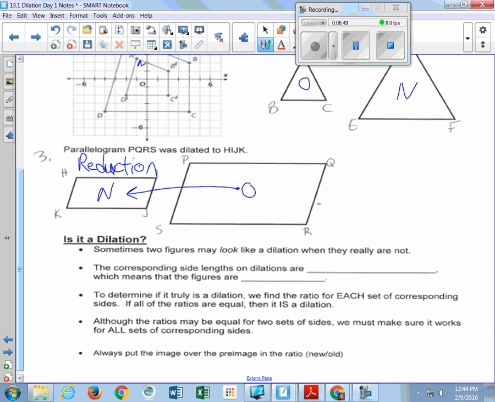All right, is it a dilation? Sometimes two figures may look like a dilation, but they're really not. But the corresponding side lengths on dilations are proportional.